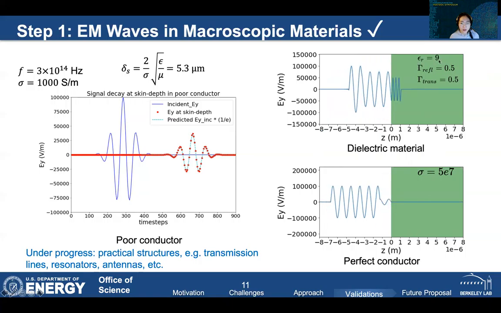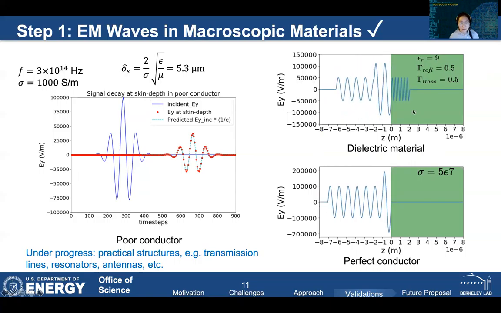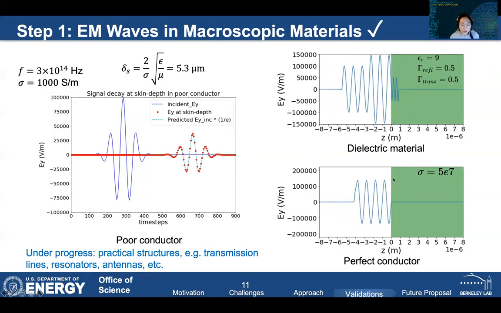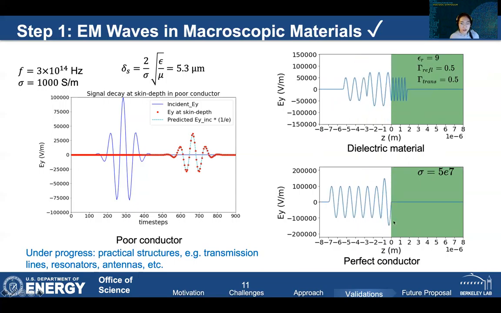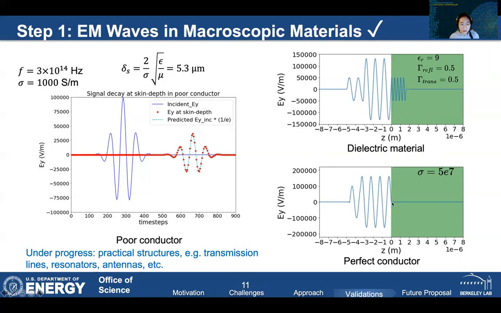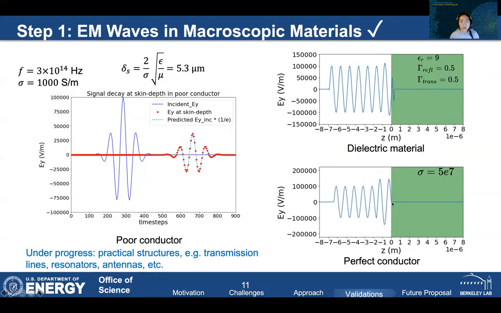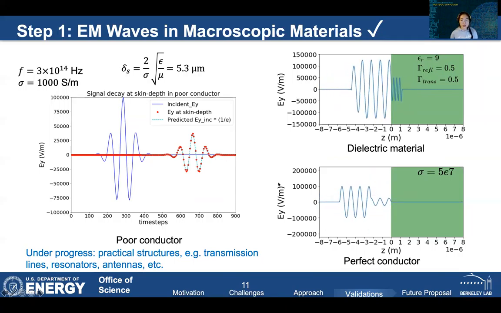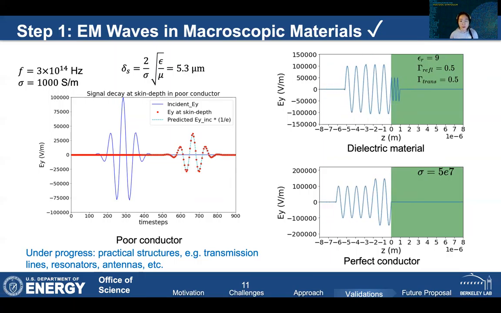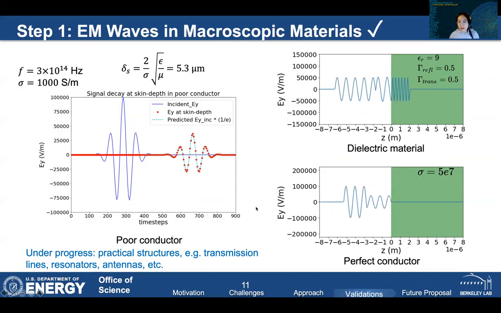When epsilon is increased to 9, the wavelength of the EM wave is reduced by 0.5. We can also see a complete reflection from the perfect electric conductor, or PEC, and the E field at the interface is 0. This all matches the theoretical prediction. There are several other validation cases, including oblique incidence and good conductors. I didn't include them to save some space and time.